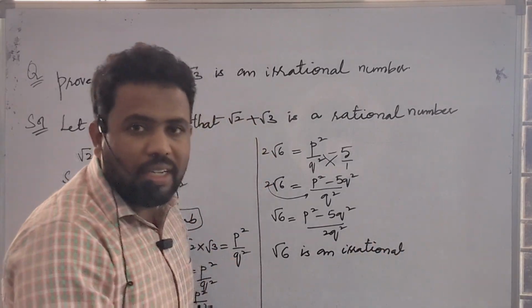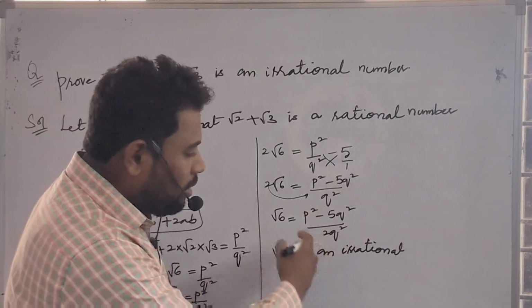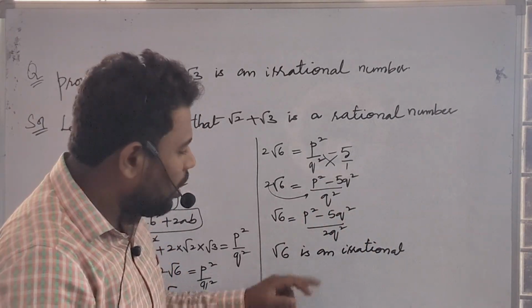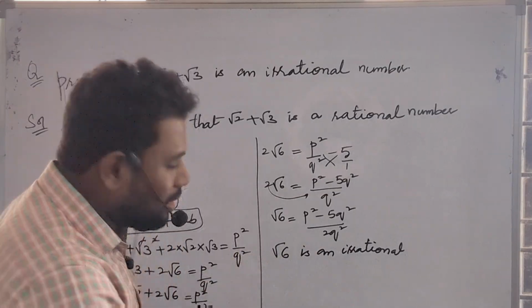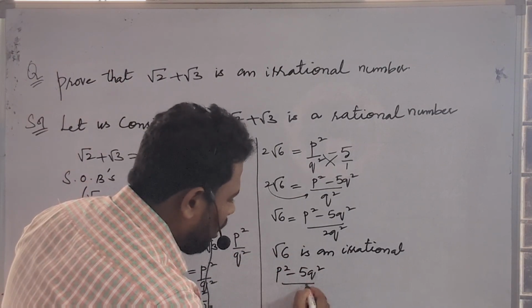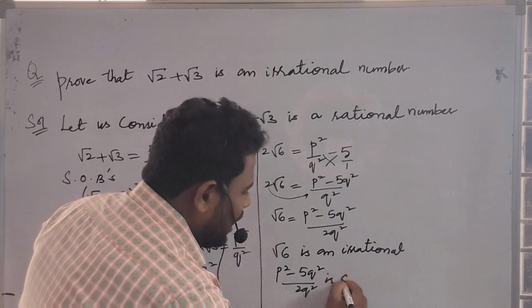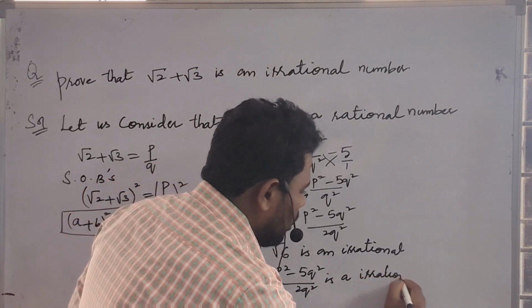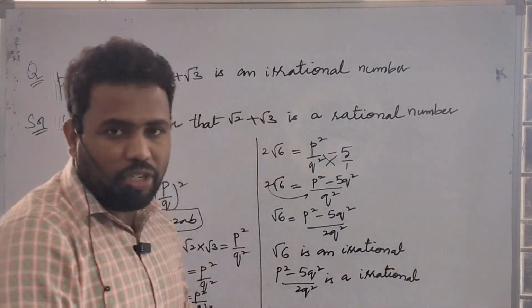So root 6 is what? It is irrational. Then what about the right hand side numbers? p square minus 5q square by 2q square. It is a rational number. So p square minus 5q square by 2q square is a rational number.